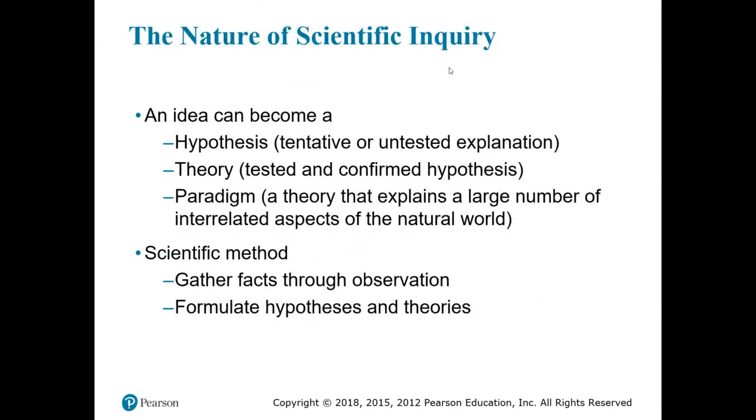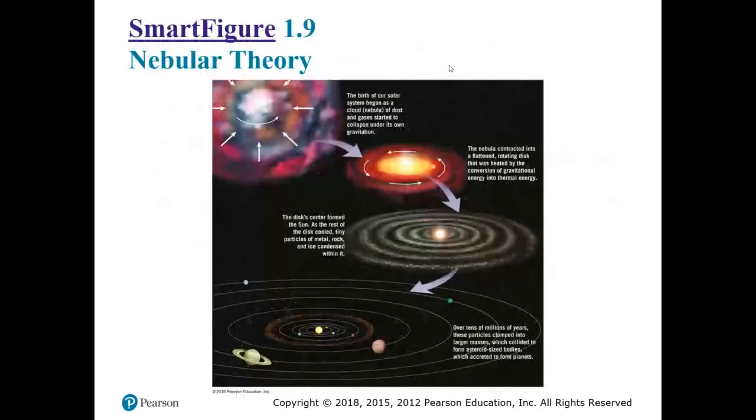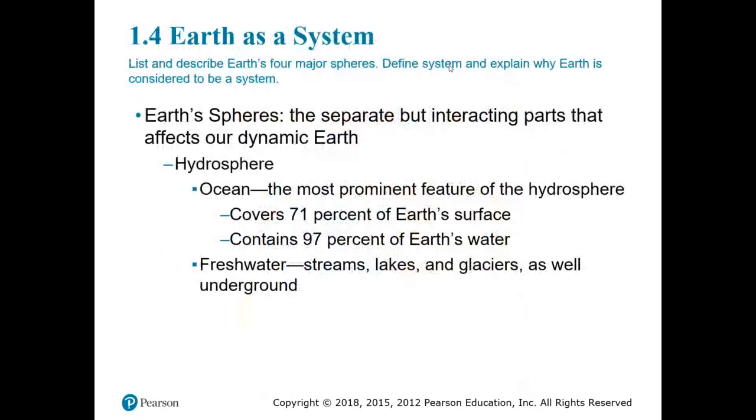We talk in this course about theories. So a theory is a tested and confirmed hypothesis. So a theory is something that has been tested and confirmed over and over and over again. And I'm going to skip through this just because we're going to cover this again when we get to geologic time. So what I want to focus on primarily for this is the Earth as a system, because your first assignment that you have in the class is about Earth as a system.